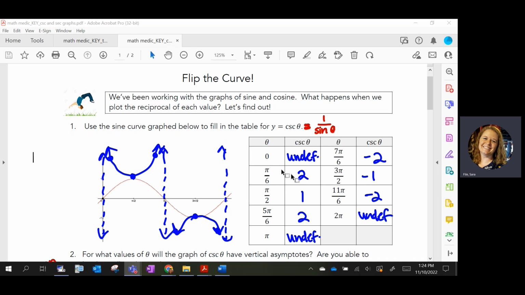So when we go to plot these, at 0, pi, and 2 pi, it's undefined. So there's vertical asymptotes at 0, pi, and 2 pi. Now in between there, they share some points, like at pi halves and 1, that's part of the sine curve and the cosecant curve. At 3 pi halves, -1, that's part of both curves. They're both at -1. But then in between the asymptote and that vertex, it's up at 2 because it was at 1/2. The reciprocal of 1/2 is 2.